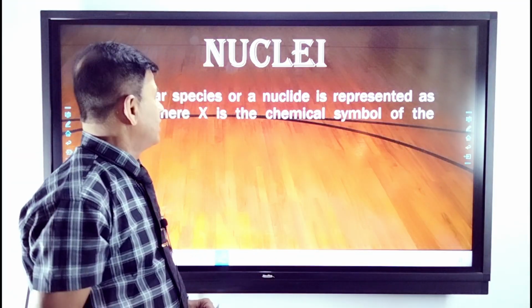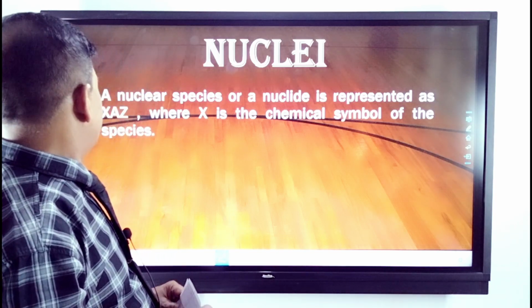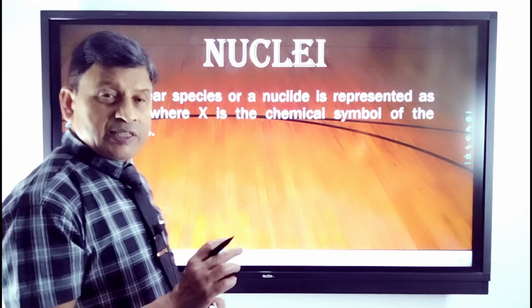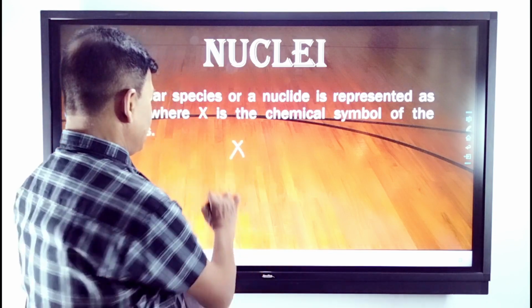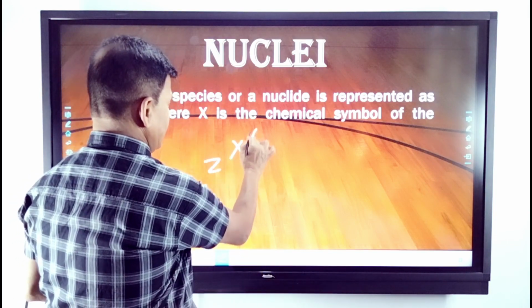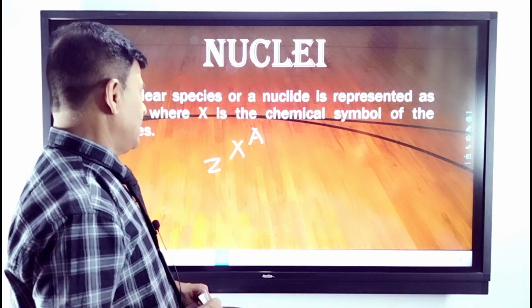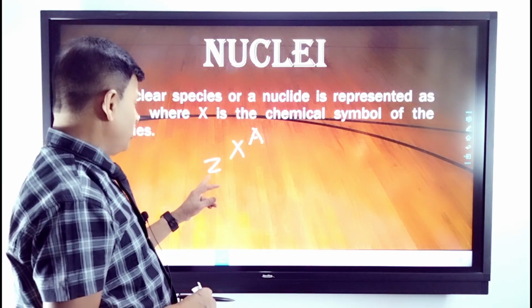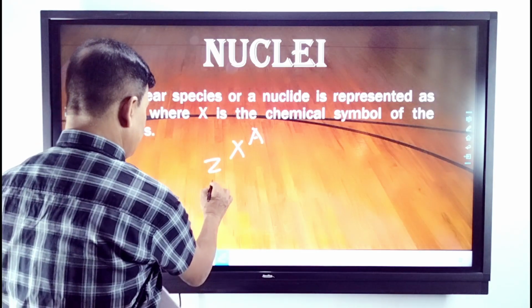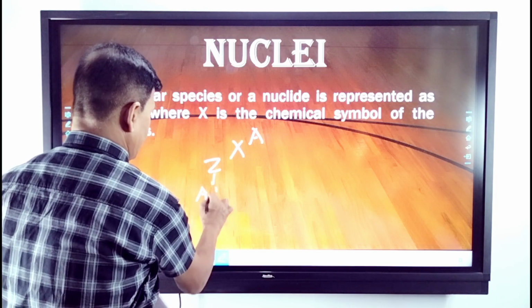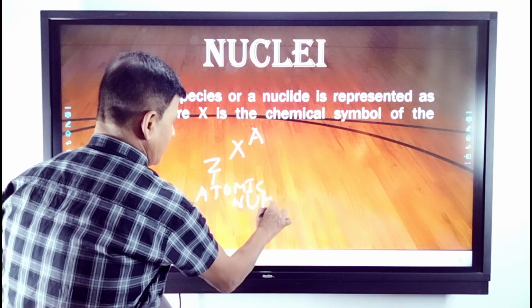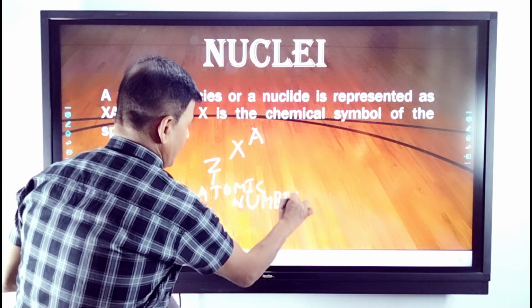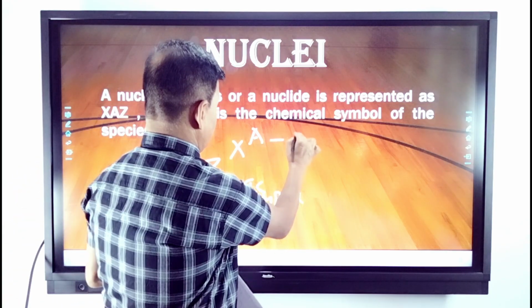Next, come to the next point. Say any nuclear species, it's your X, right? And X is represented by this, with Z and A. Z stands for, as I told you earlier, the atomic number, and this is your mass number, right?